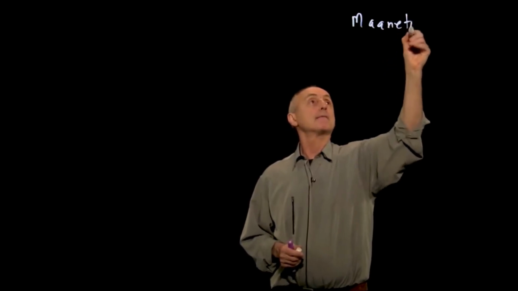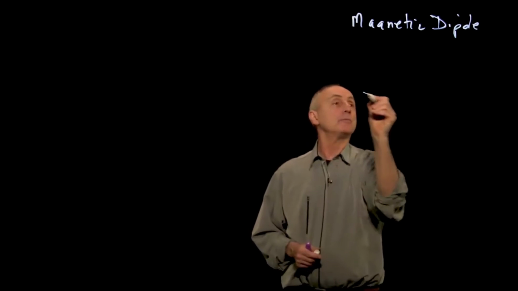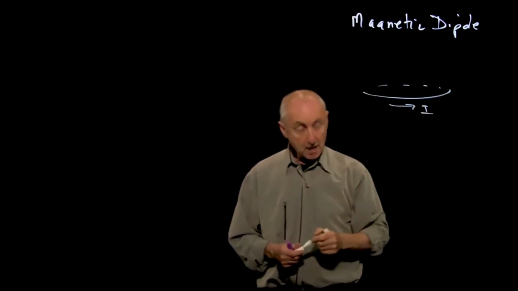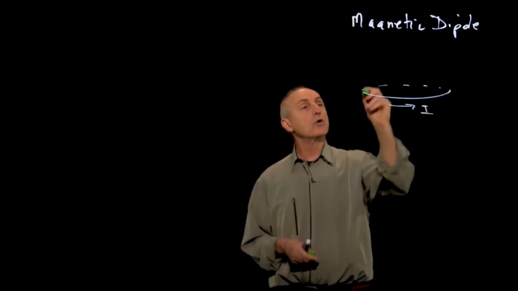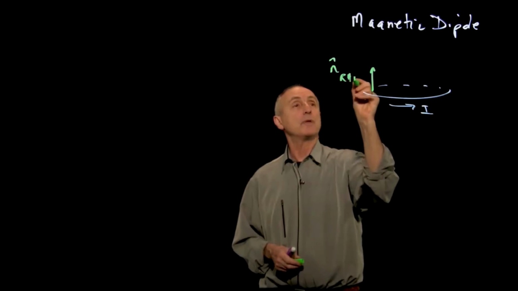We now would like to look at another property of current loops, which we're going to refer to as magnetic dipole. So let's suppose that we have a loop of current in a conducting wire. So we have a current I, and accordingly, we're going to draw a unit normal with the right-hand system.